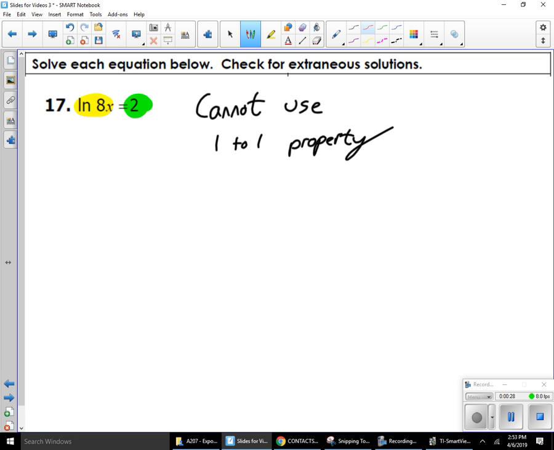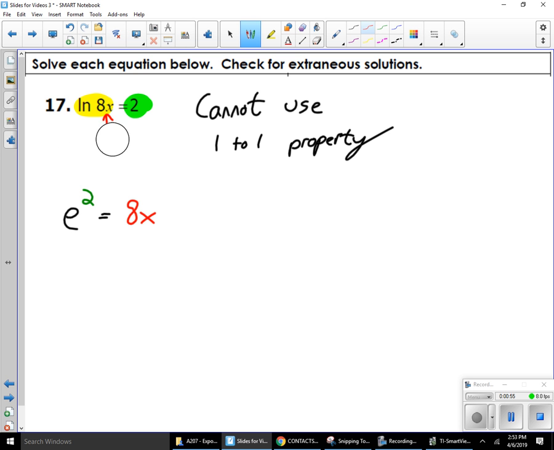Again, in order to get this x by itself, that's our goal, we need to get it out of the logarithm. So in order to do this, we can rewrite that natural log as an exponential. If e is the base of the log, then e is the base of the exponential. That 2 becomes an exponent, and on the other side, 8x is our output.